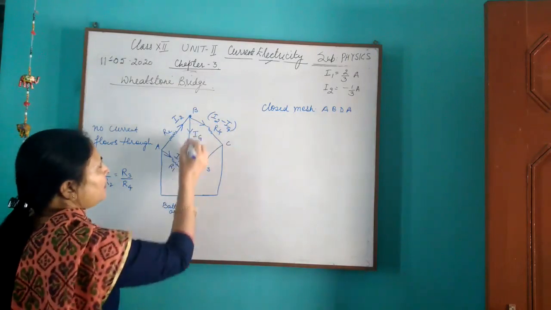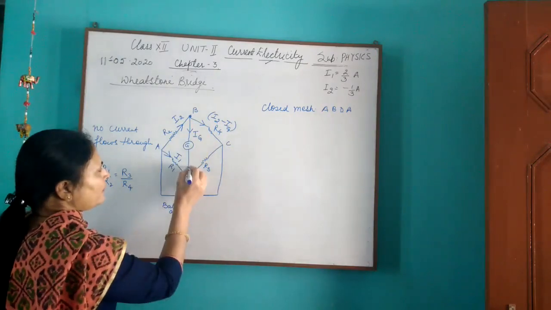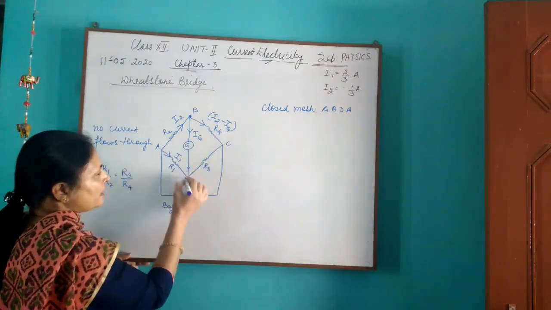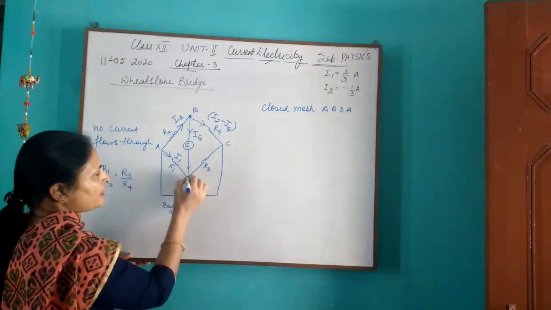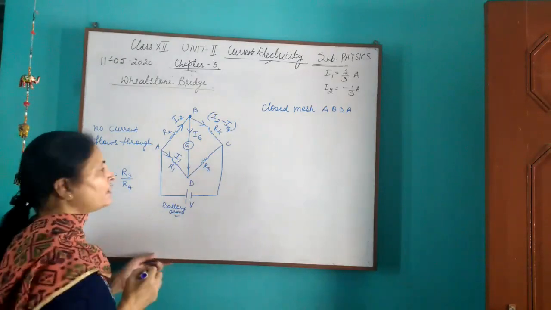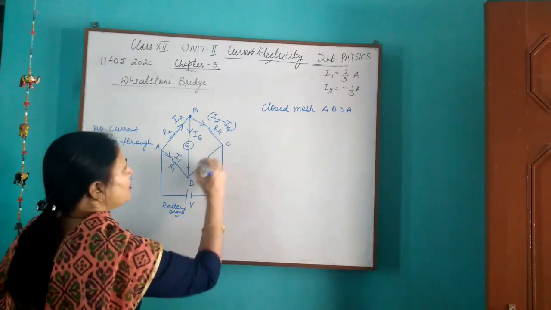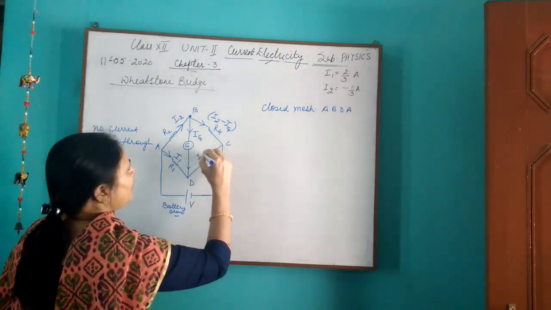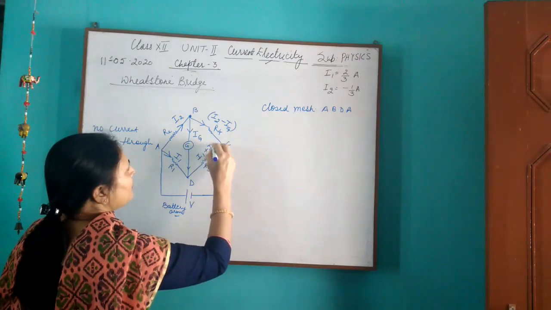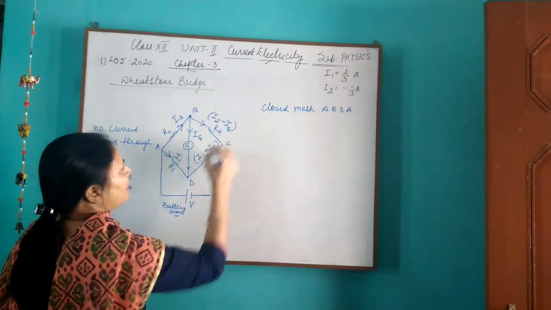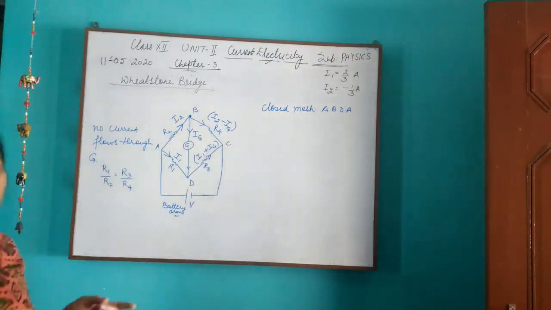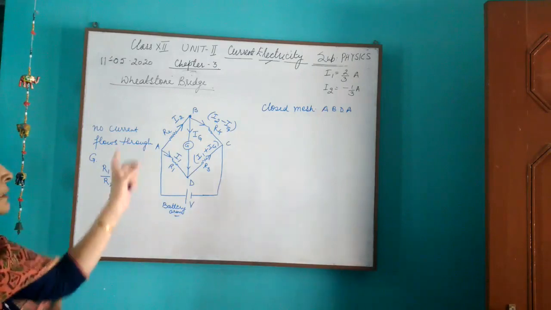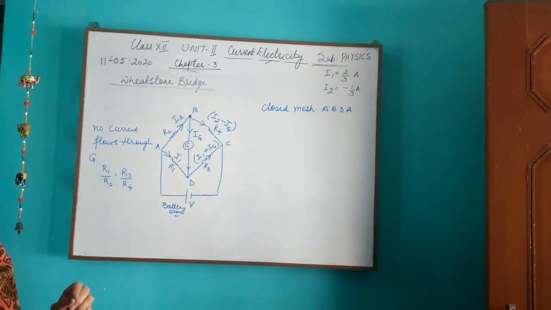Now this IG is going to reach here. I1 is coming from here. These two currents will meet here. So at the junction, according to the junction rule, this current will now be equal to I1 plus IG. In this way, we have drawn the various currents in the circuit.